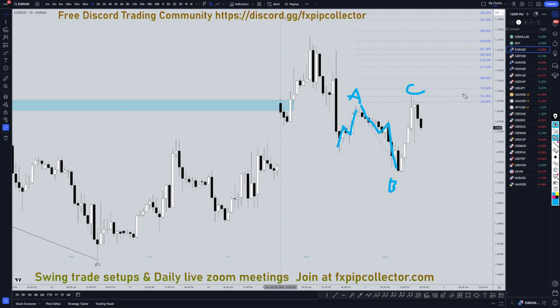Most likely place for an expanding flat to go is the 161.8 Fibonacci extension of wave A projected out from the bottom of wave B. The wave B is a lower low than the trend. The wave C is a higher high than the wave A. Definitely fits the characteristics of an expanding flat.